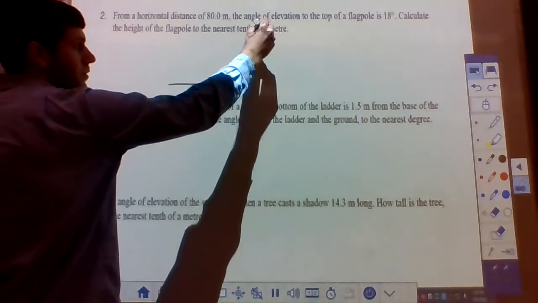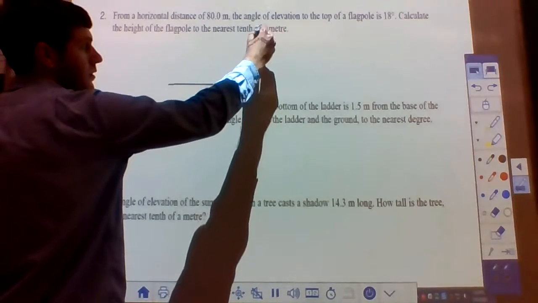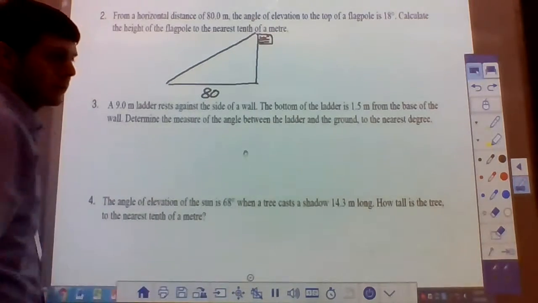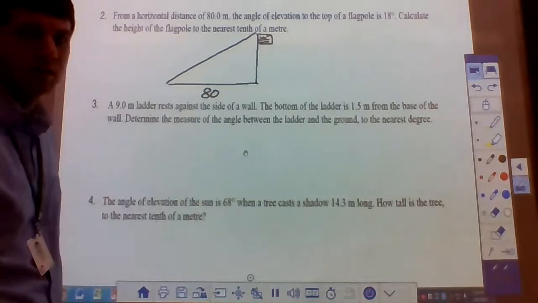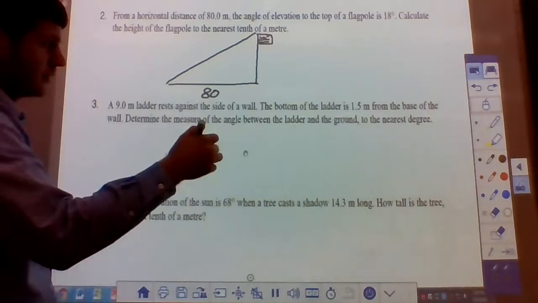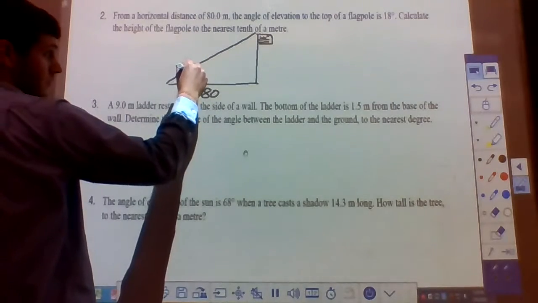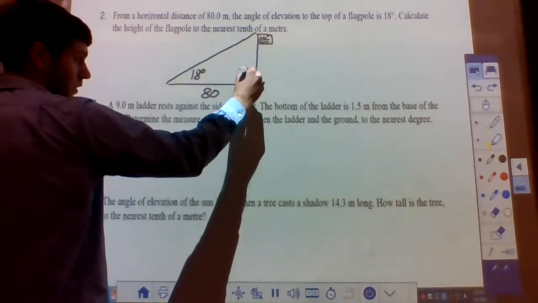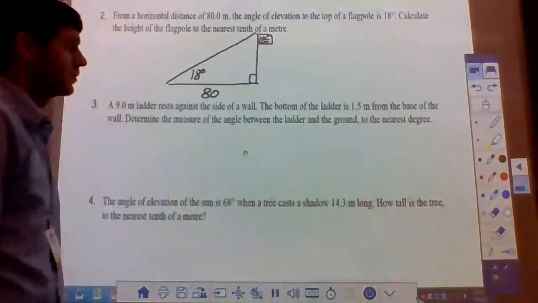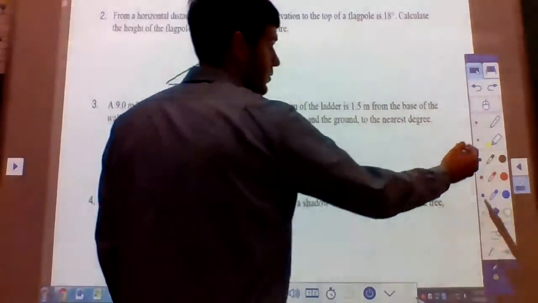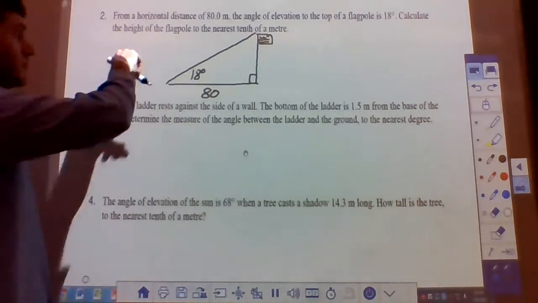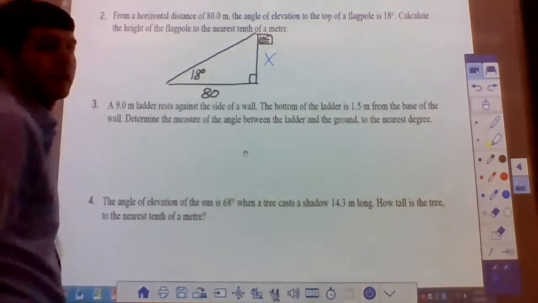So here's our flagpole. Okay. Angle of elevation, elevation meaning up, right? An elevator goes up. I guess it goes down too, but elevate, right? Lift up. So angle of elevation is this one. So that's going to be 18 degrees. Here's our right triangle. All right, so let me write in blue though. Okay. And then it wants us to find the height of the flagpole.